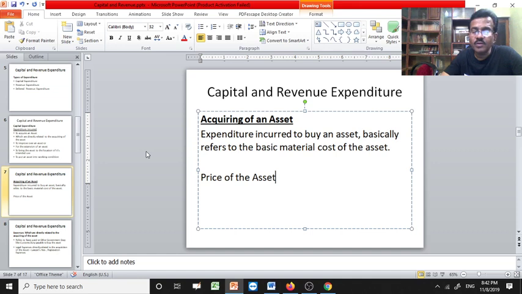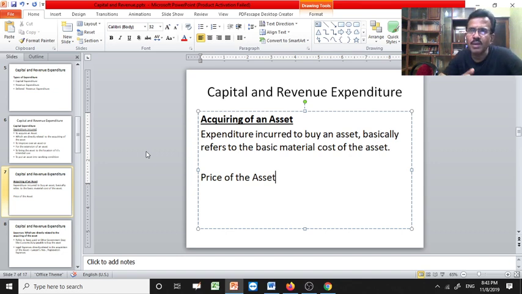Okay, but only paying for the price of the asset is not enough. There may be other expenditure related to that which will also be capitalized. When I say capitalized, I mean I am going to add it to the value of the asset. That is what is meant by capitalizing. To capitalize an expenditure means treating that expenditure as an asset. Okay, so it can be a new expenditure altogether.